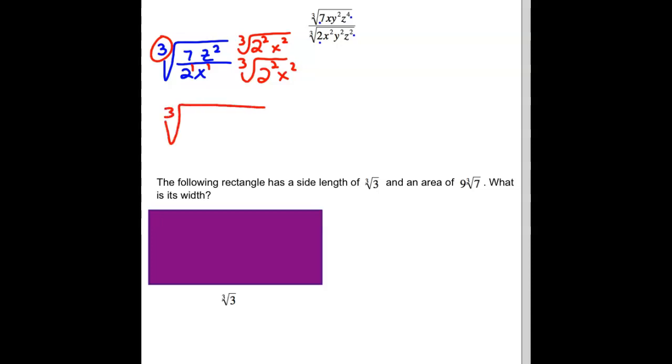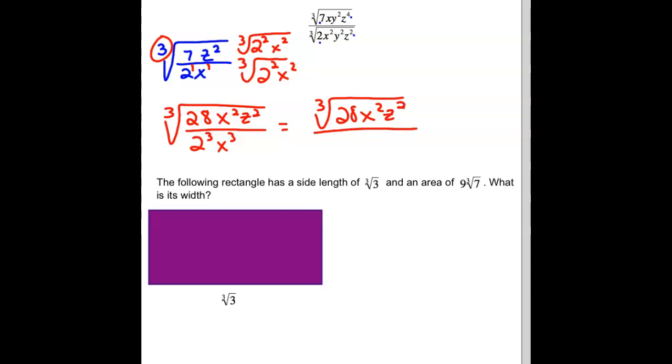Simplifying. We have 7 times 2 squared. 2 squared is 4 times 7 is 28. I have an x squared on the numerator and a z squared. And in the denominator, I now have 3 2's and 3 x's. So this will clean up. I'm still going to have that cube root of 28x squared z squared for the numerator. But for the denominator, I have 1 full group of 2's and I have 1 full group of x's that I can take out. Okay?